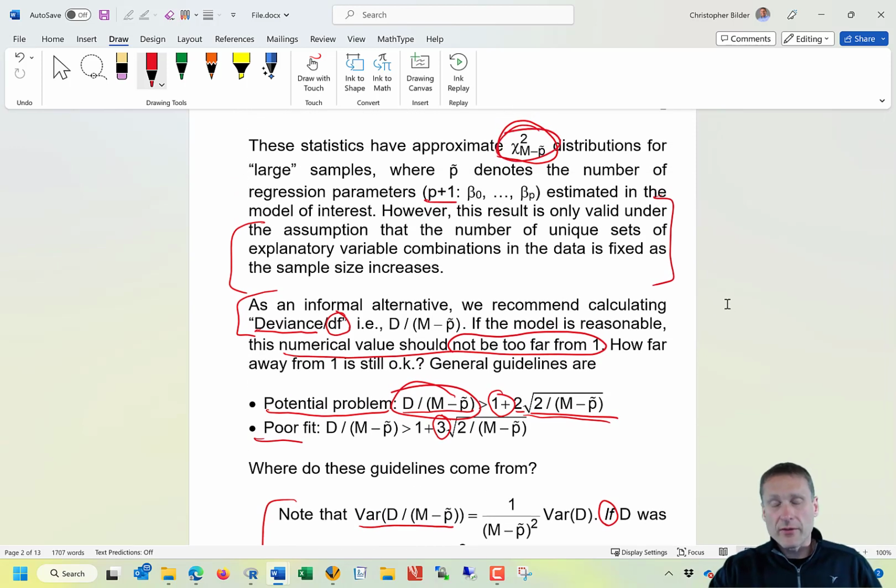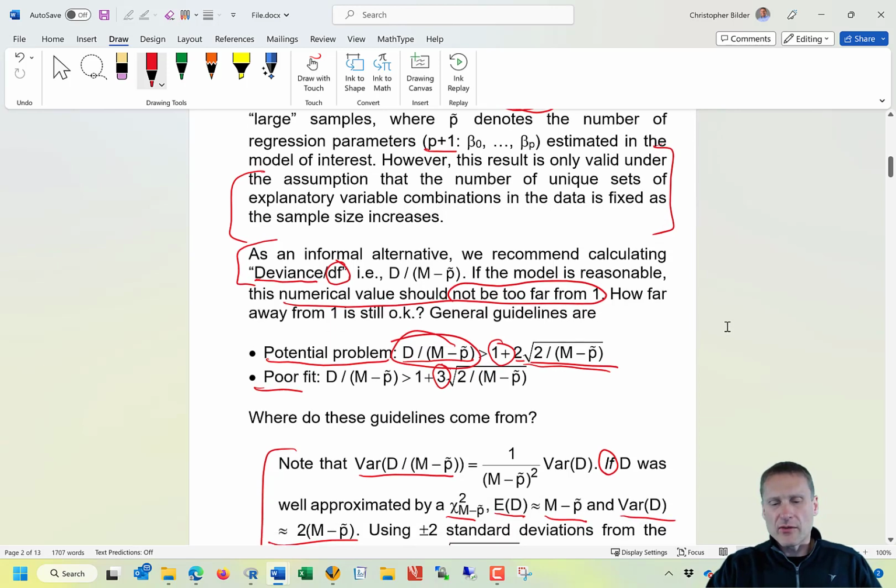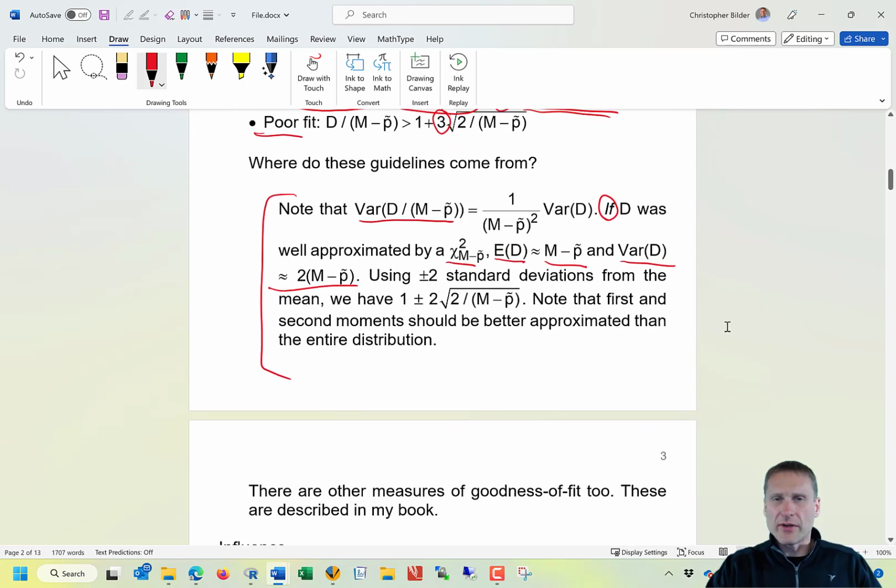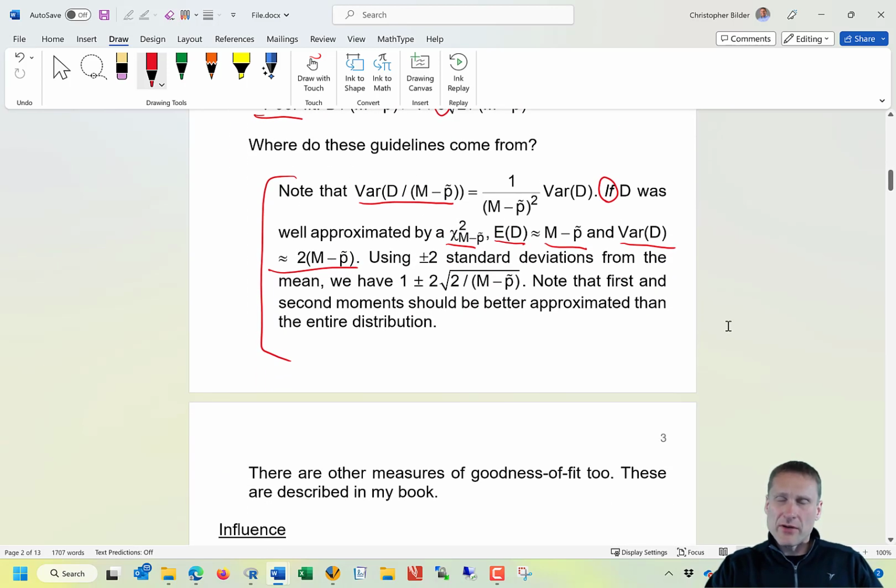Now you might be wondering, wait a second, you were just telling me that this chi-square distribution approximation may not work. That is true, but approximations like this will tend to work much better with respect to their moments rather than the extreme tail portions of a distribution. So that's why we use this measure. It's definitely not perfect, but it is better than using the chi-square distribution approximation fully.